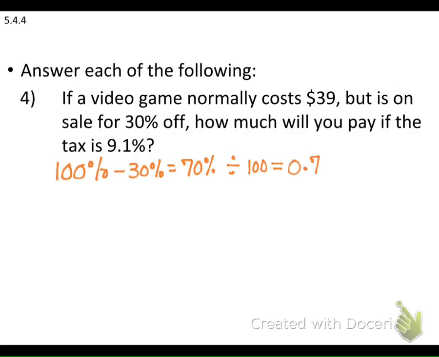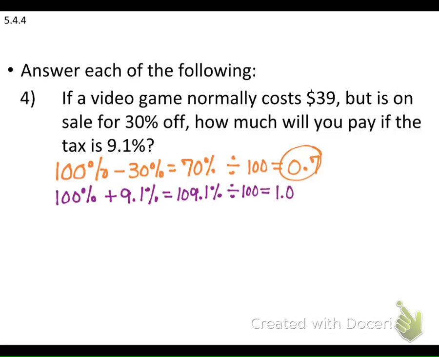What's this number called? Multiplier, yeah. We're going to circle that, so we're going to use that. Okay, go ahead. 100% again. Because we have to get our second multiplier, good. We're going to add 9.1% because that's our tax. That'll give you 109.1%. And then you want to divide that by 100. And that will give you 1.091. Excellent.